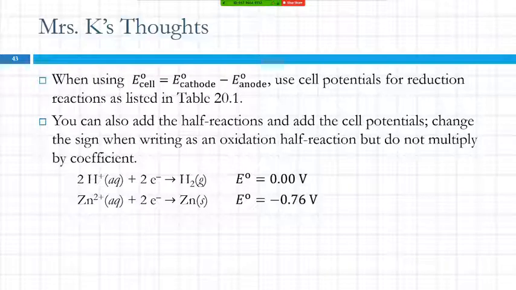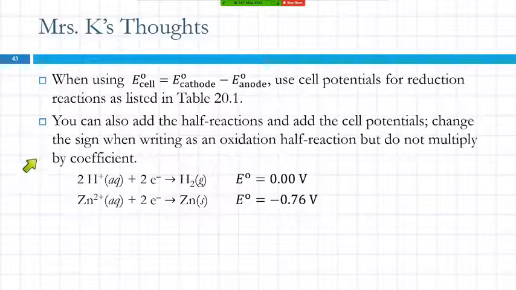So here are my thoughts on the matter. The book uses standard cell potential is equal to the electrode potential for the cathode minus the electrode potential for the anode. And if you're going to use that equation, which is what the book uses, then you just use the cell potentials listed for reduction reactions in the table in the textbook. I personally find that very, very confusing, and I get things backwards a lot.